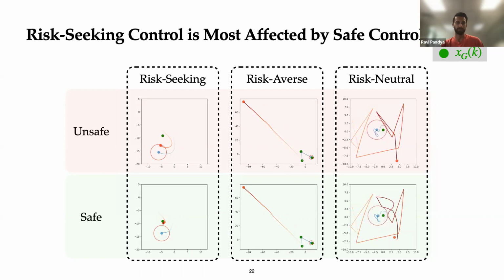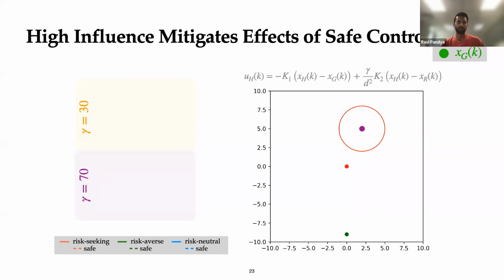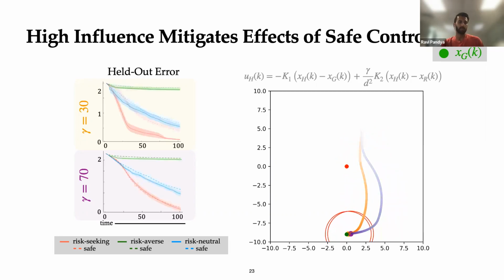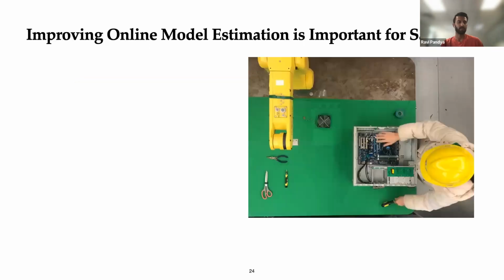To dive deeper, we look at what happens when we change the amount of influence the robot has on the human. This is what the human's control would look like using different values of gamma, which is our hyperparameter that controls the influence of the robot on the human. We can again look at the held-out error and see that the gap between the safe and unsafe risk-seeking controllers actually closes when the influence is high, meaning that the robot could significantly improve its model of the human using this controller while still staying safe.